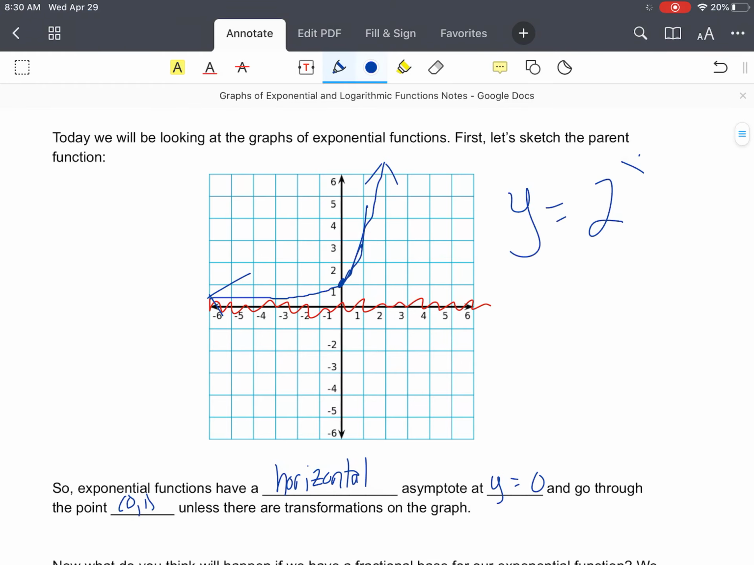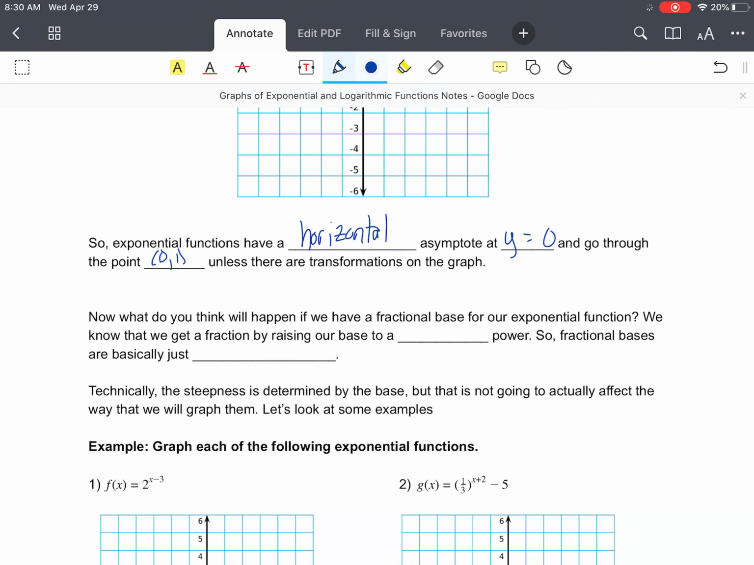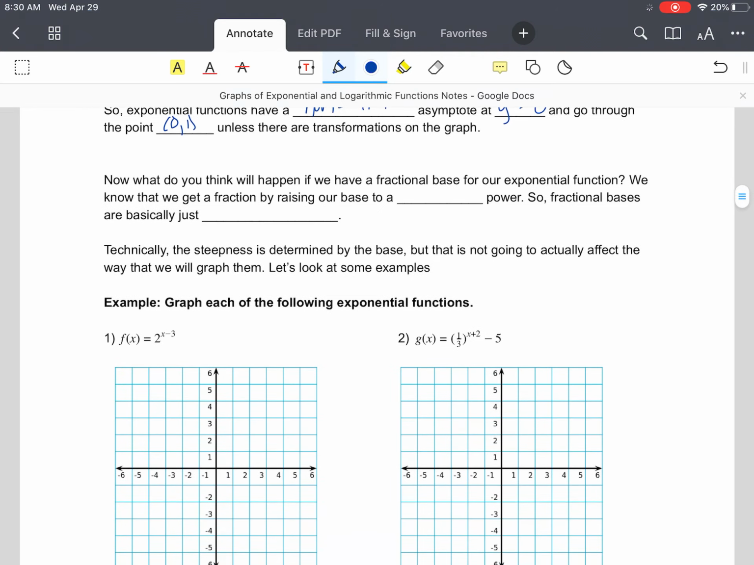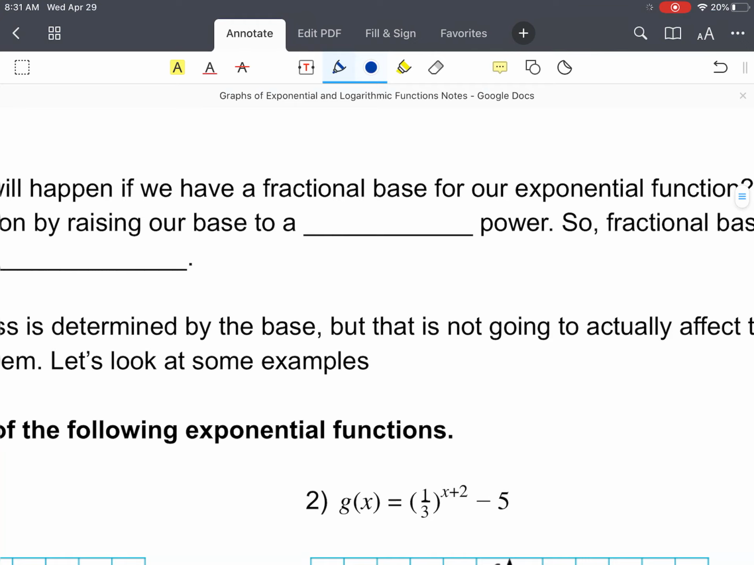Now, what do you think is going to happen? So let's say, an example of this would be like y equals 2 to the x. Okay? What do you think is going to happen if we have a fractional base? Well, we get a fraction by raising a base to a negative power. Okay, so that means that 1/2 to the x is the same thing as 2 to the negative x, right? We've seen this, that if you have a negative exponent, that flips the base.